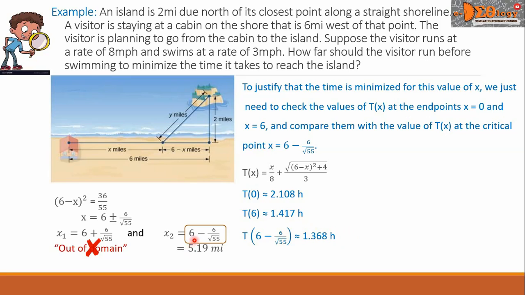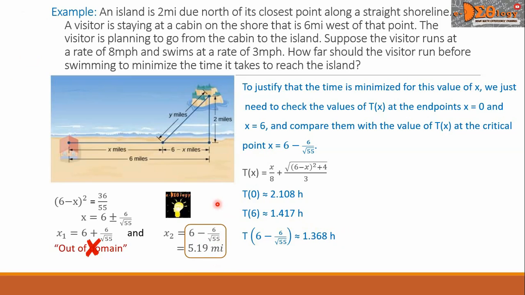This value can be simplified into 5.19, and of course we don't forget the unit of measurement, miles. This is now the final answer.